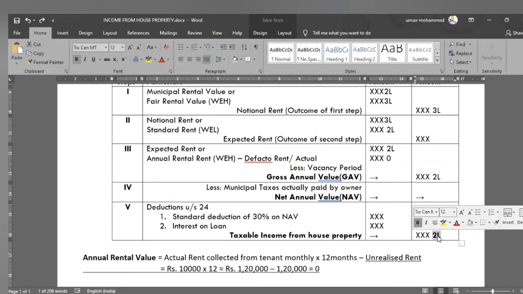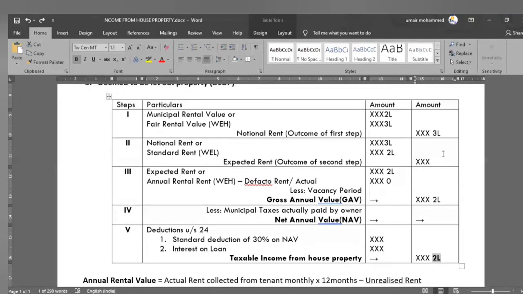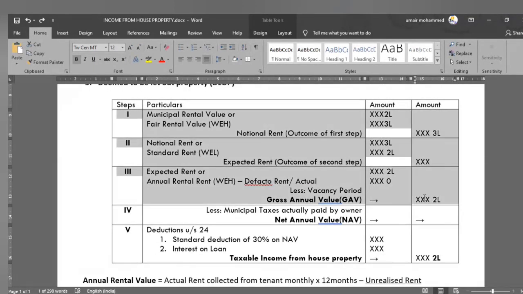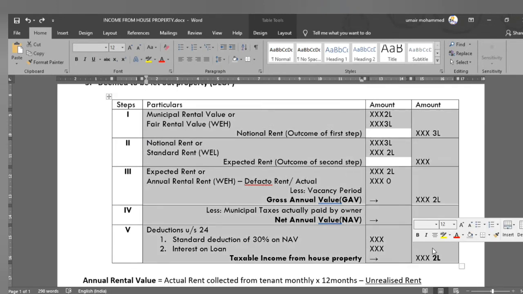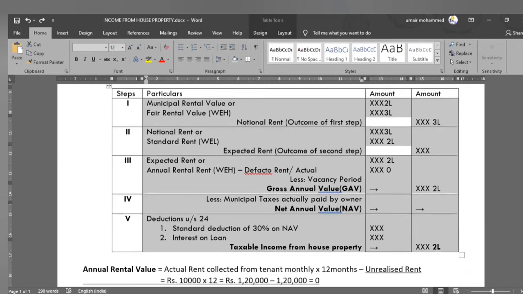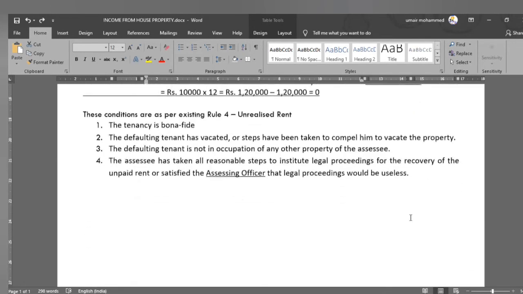From where did we get this 2 lakhs? The answer is by comparing all this. So where do we get data of municipal rental value? The answer is BBMP. Where do we get fair rental value data? You can take the records from the BBMP office. Standard rent, fixed by the government. So we can take the data from the revenue department, from BBMP, from BDA, and calculate NAV and taxable income from house property. So this is how we compute taxable income from house property in case the property is LOP.